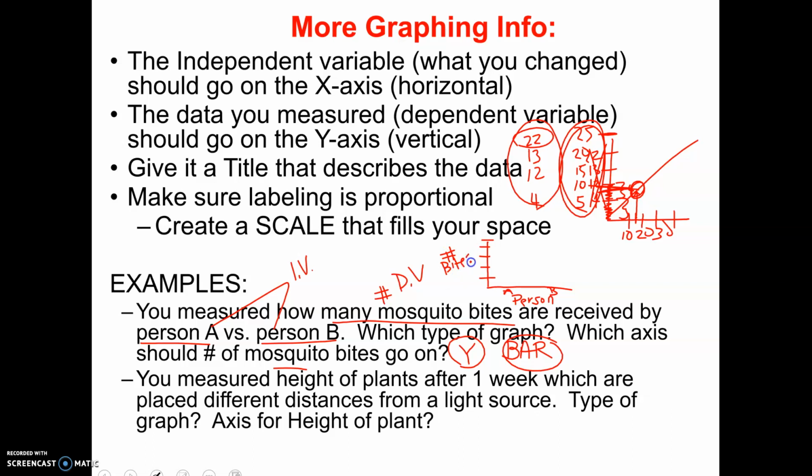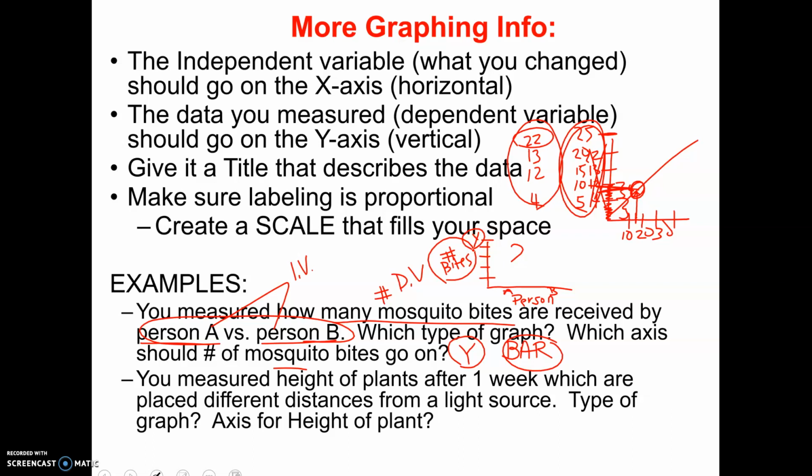One thing that might be helpful, think about it this way. For your x-axis, you would already know the labels and the scale and everything before you even do the experiment. I already know I'm testing person A and person B. Technically, I cannot make a scale for my number of bites yet because I don't have the data. So if you think of it that way, the one that you don't yet know the scale for because you haven't collected the data yet, that is always your y-axis, your vertical one. So that might be helpful.